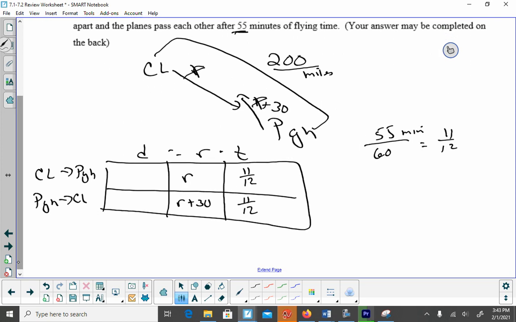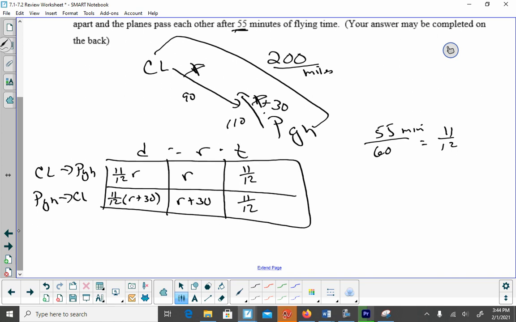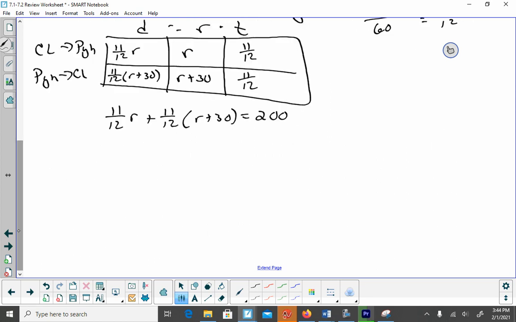So this one is going to be 11/12 times R, and this one's going to be 11/12 times R plus 30. Now, since they have to work together, like this guy might be going, bad picture, but this one might be going, let's say, 110 miles, and this guy's only going 90 because he's going faster, so he should go further. They have to work together. Those two have to add up. So I'm going to take that 11/12 times R plus the 11/12 times R plus 30, and together they should equal that 200 miles.